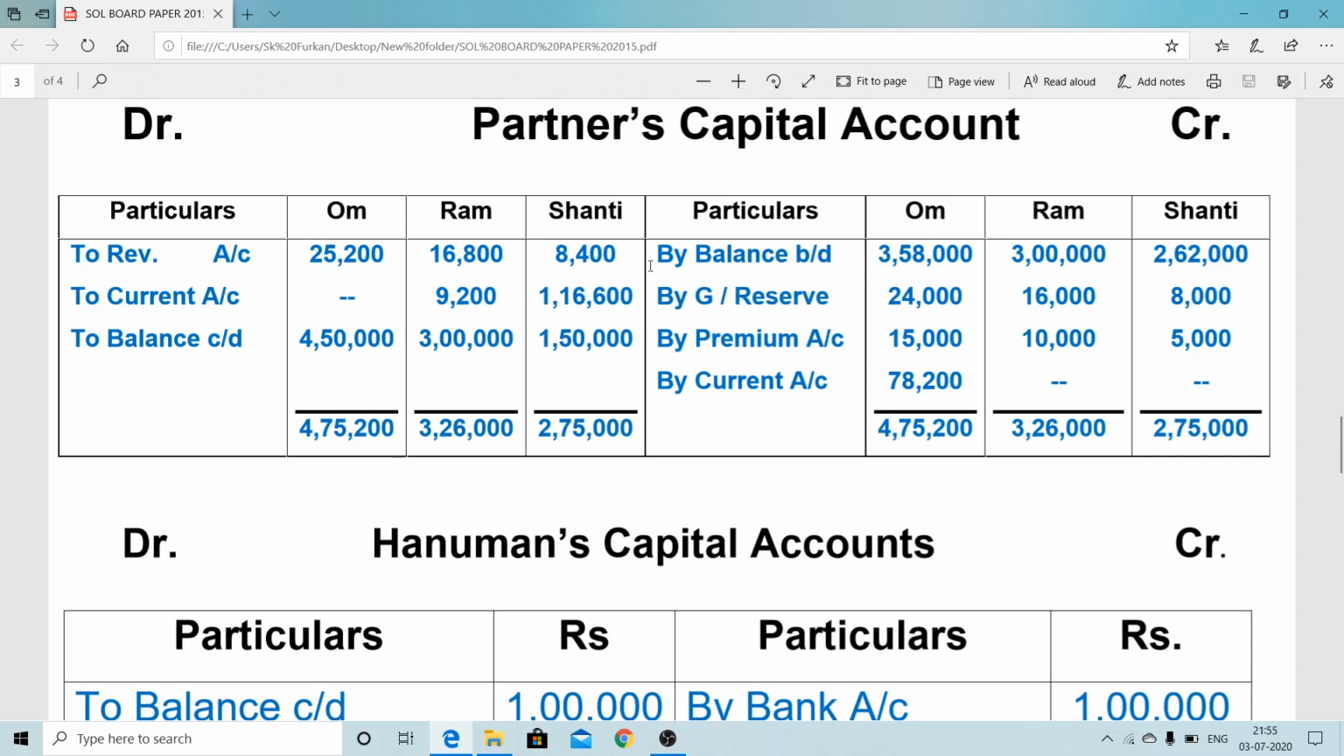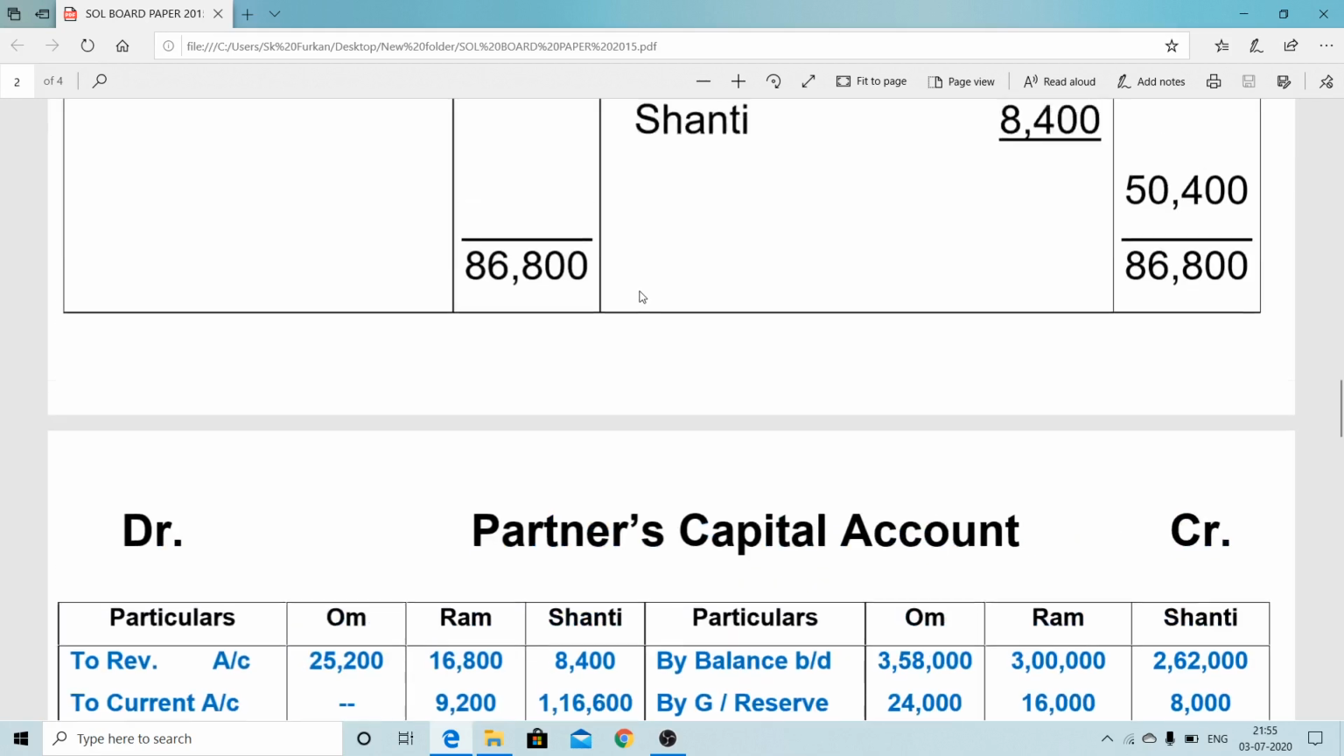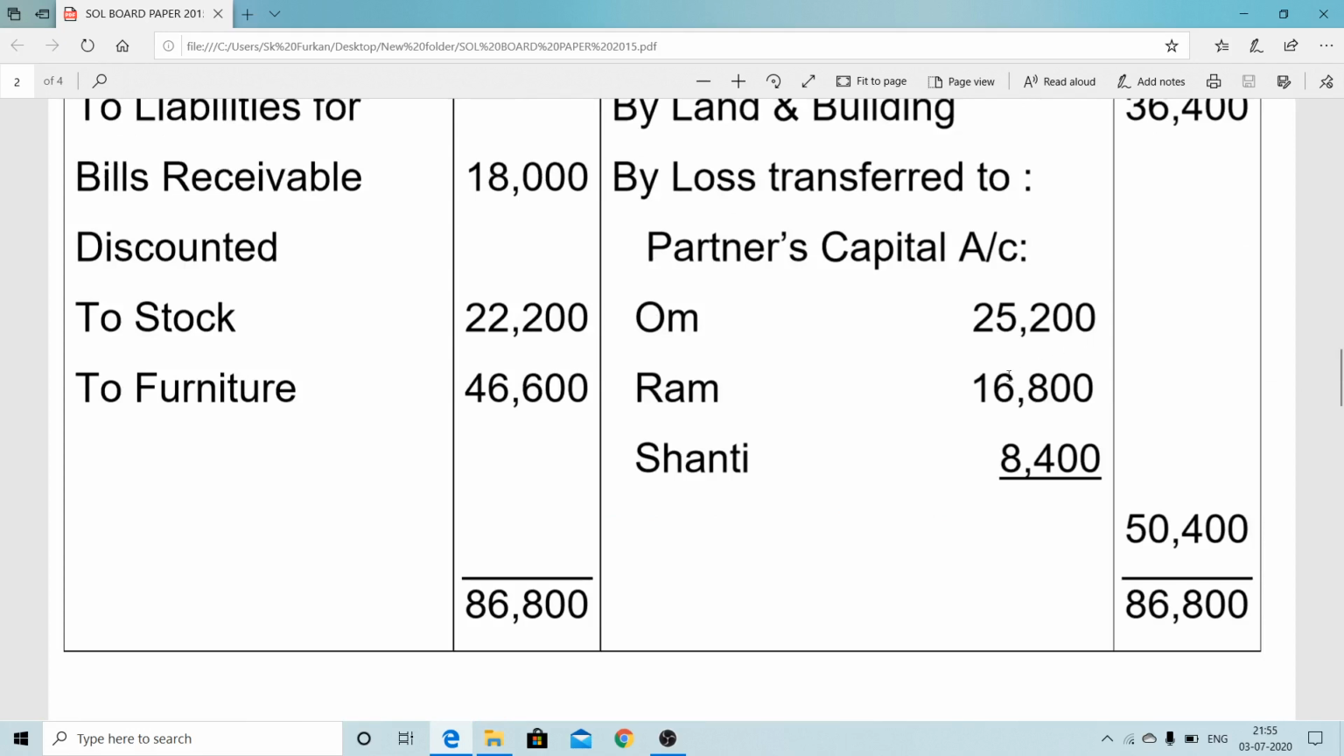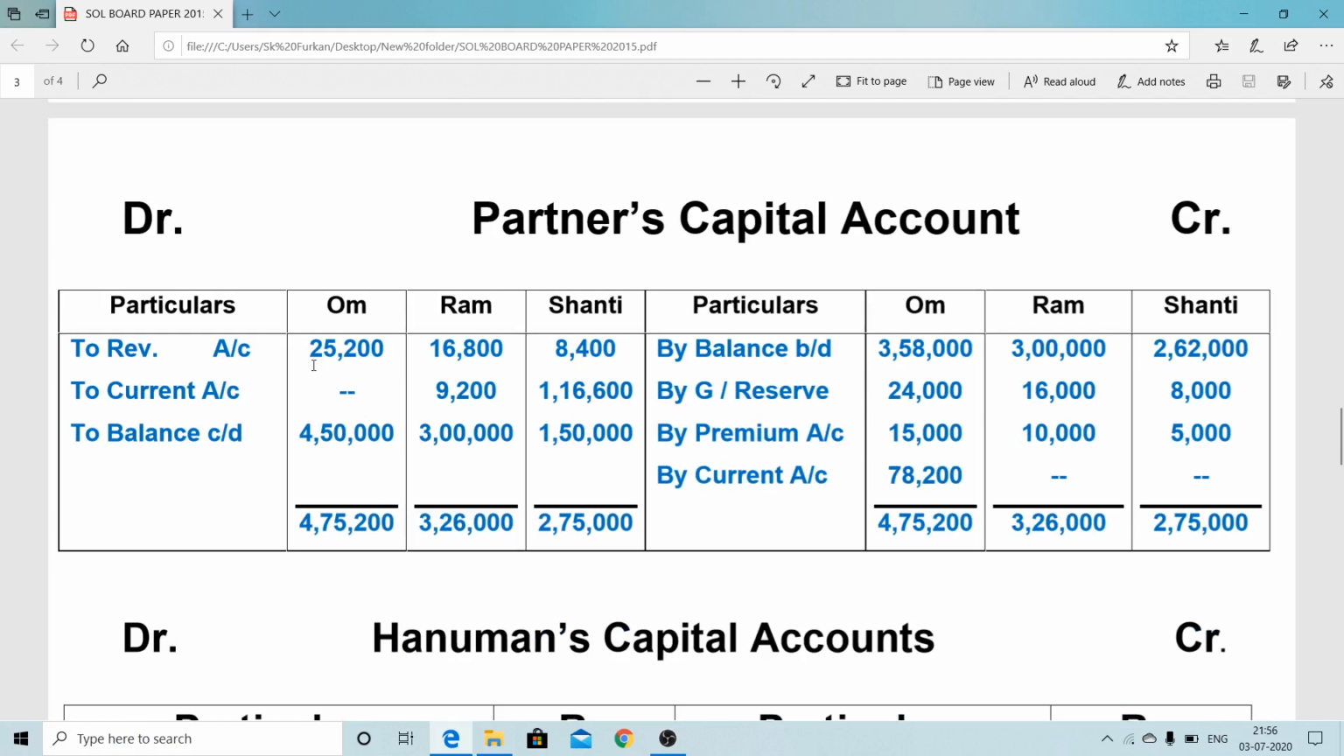Now in this case revaluation loss arises. So on the reverse side you have to put the entry to the revaluation account. Om's share of loss 25,200, Ram 16,800, Shanti 8,400. Once you can check here 25,200, 16,800, 8,400. The same figure we are considering here.